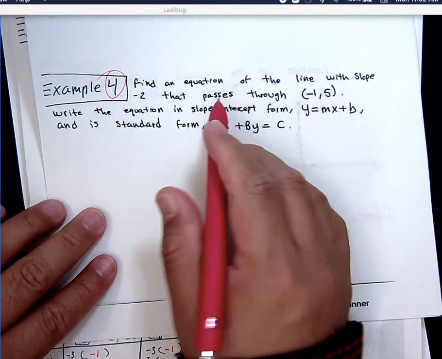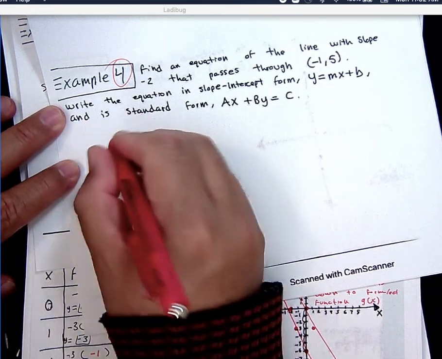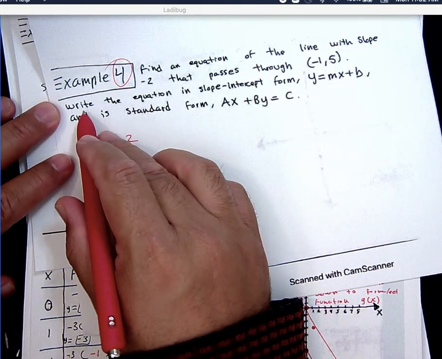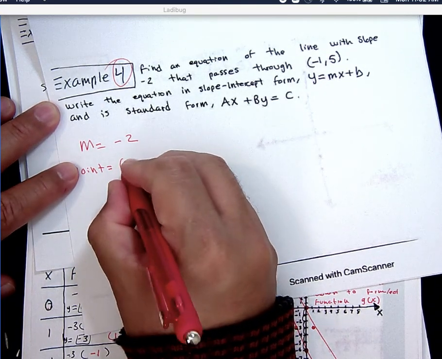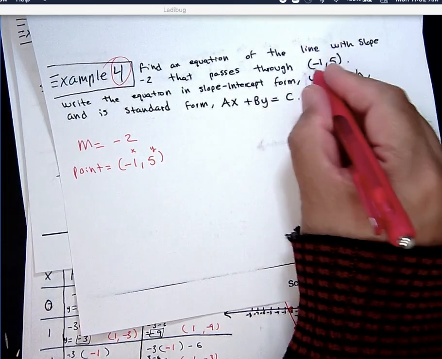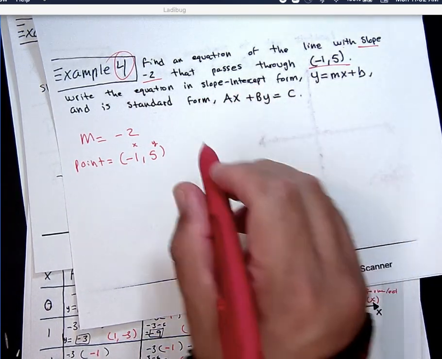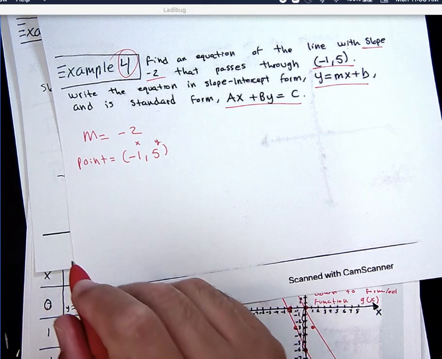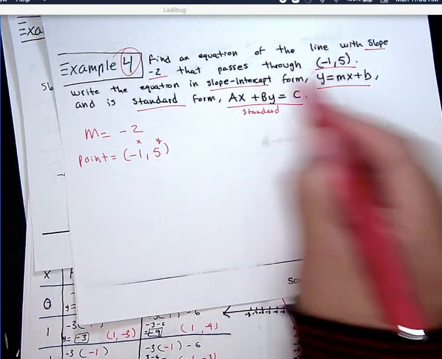Okay, so this one is asking you to find the equation of a line with slope negative 2. So we are given the slope, which is negative 2, and that passes through that point. So they're giving us a point, which is (negative 1, 5). This is the x, and that's the y. So these are the two things given to us. Write the equation in slope-intercept form. So the slope-intercept form is this. And also they want it in standard form, which is this. This is standard, and this is slope-intercept.